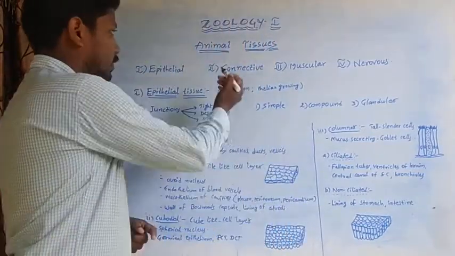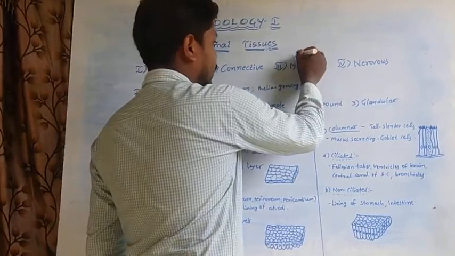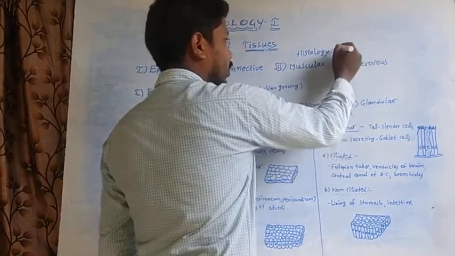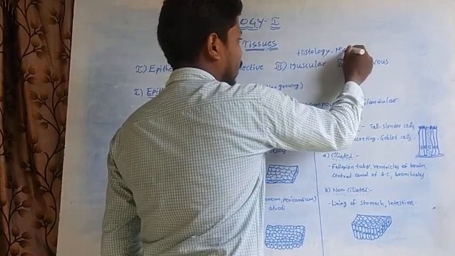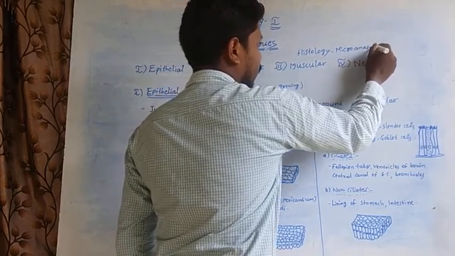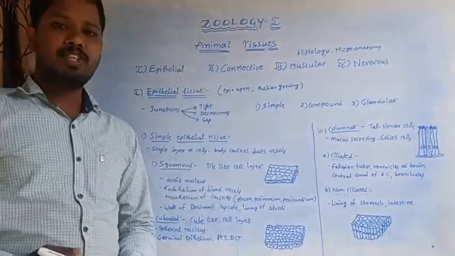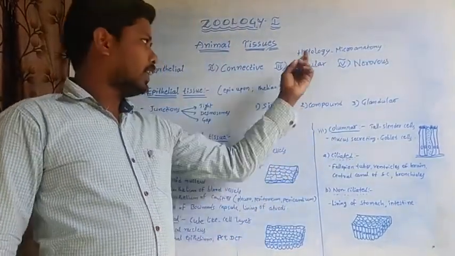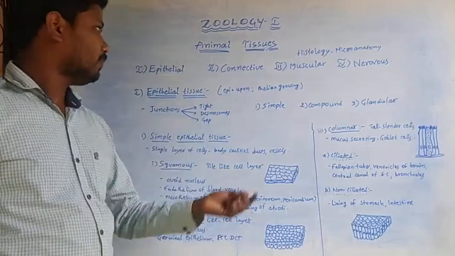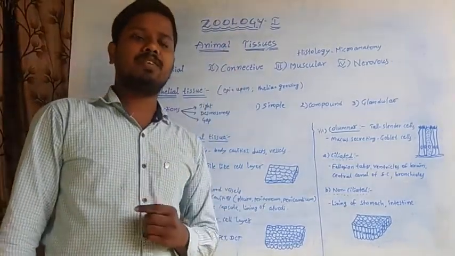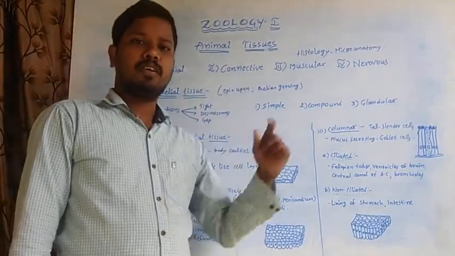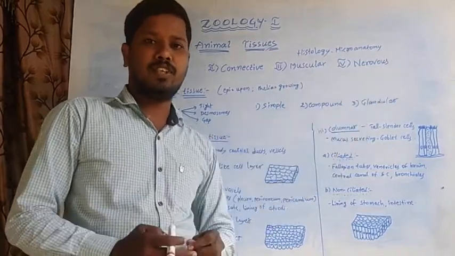So here the study of tissues is called histology. It is also otherwise called microanatomy. The study of tissues is called histology, and it is also called microanatomy. So broadly, animal tissues are divided into four types. Those are epithelial tissue, connective tissue, muscular tissue, and nervous tissue.